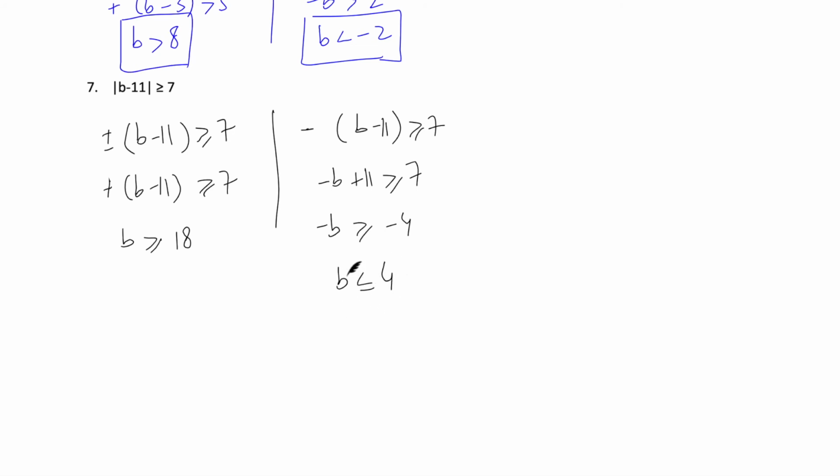These are our inequalities. You can combine them as well. It's completely up to you. If we combine them, we will get b is greater than or equal to 18 and less than or equal to 4. That's your answer.